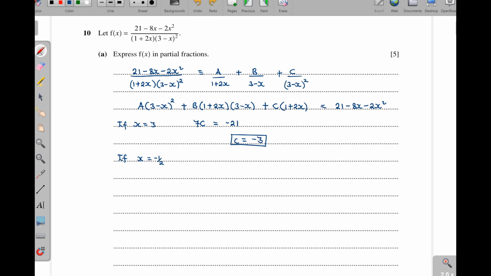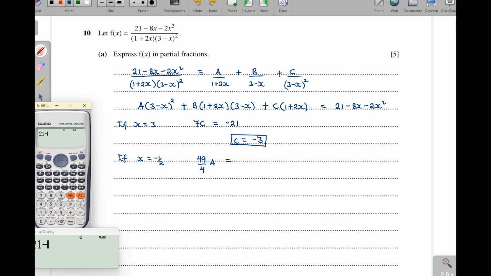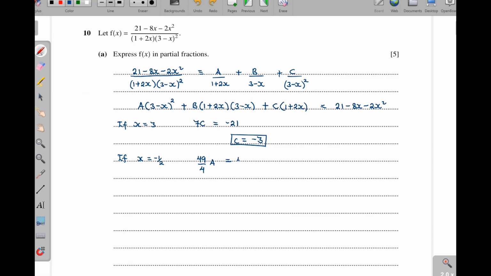So here we shall have 49 out of 4 of A, which is equal to, then we substitute here, 21 minus 8, then times negative 0.5, then minus 2, then times negative 0.5. No, this one has to be squared here. So we get 49 out of 2. Now, from here, of course, the 49 goes, then you bring the 4 here. So 4 over 2, what do you get? Isn't that a 2? So that means our A is equal to 2.